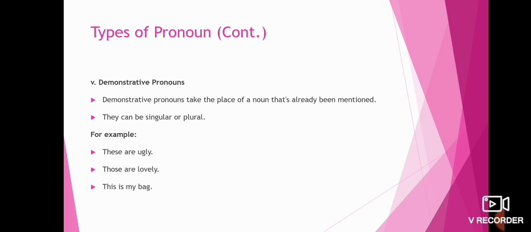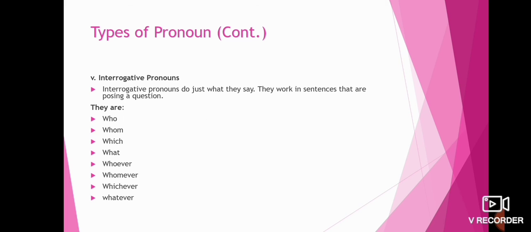So for example, these are ugly. It means कि मतलब you are referring to some things जो कि plural हैं and these are at the near distance. ठीक है, those are lovely. Those are lovely at a far distance and एक से ज़्यादा हैं. So these are demonstrative pronouns.